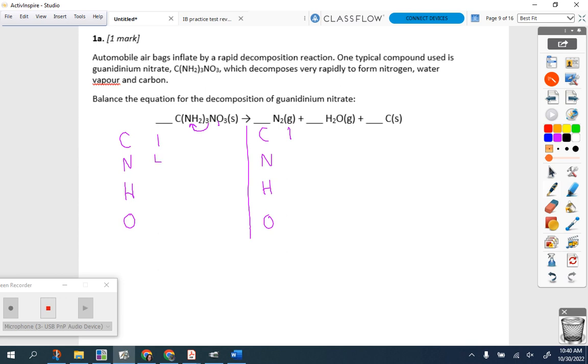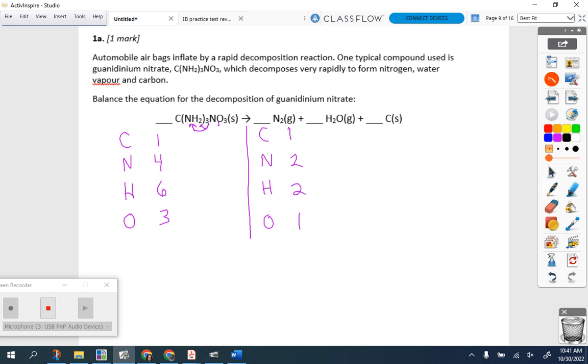So make sure that you count all of the atoms of each element that are in the compound. Hydrogen, we've got 3 outside the parentheses times 2 inside the parentheses. That's the only hydrogen, so that's going to give us 6 hydrogens to start with, and our oxygens are going to be 3. On the product side, we've got our 1 carbon, we've got 2 nitrogens, we've got 2 hydrogens, and 1 oxygen. That's pretty straightforward. All right, so how are we going to balance this?